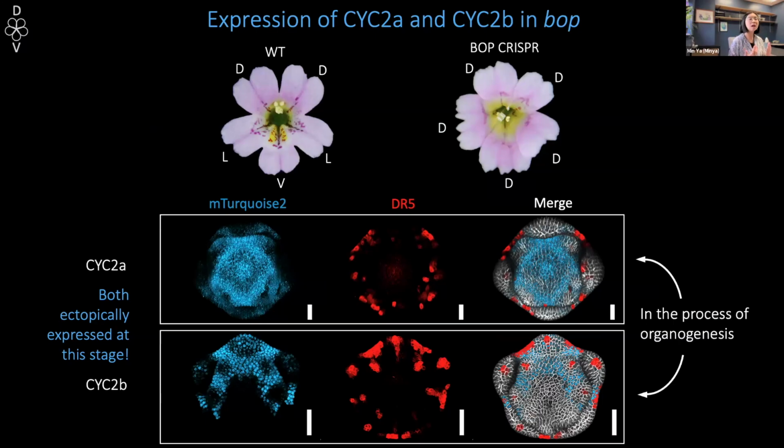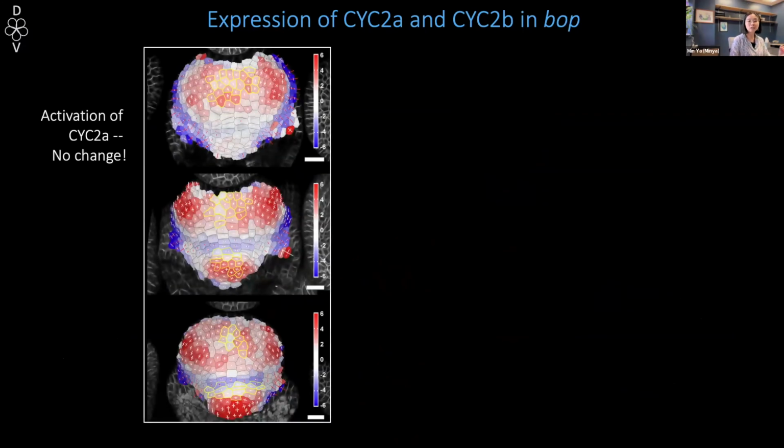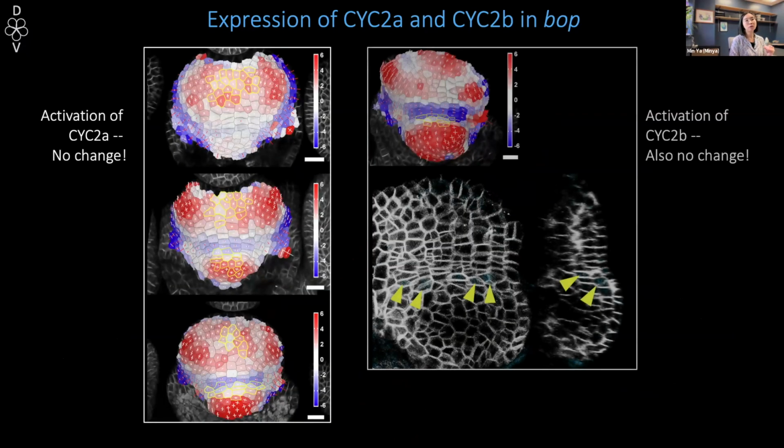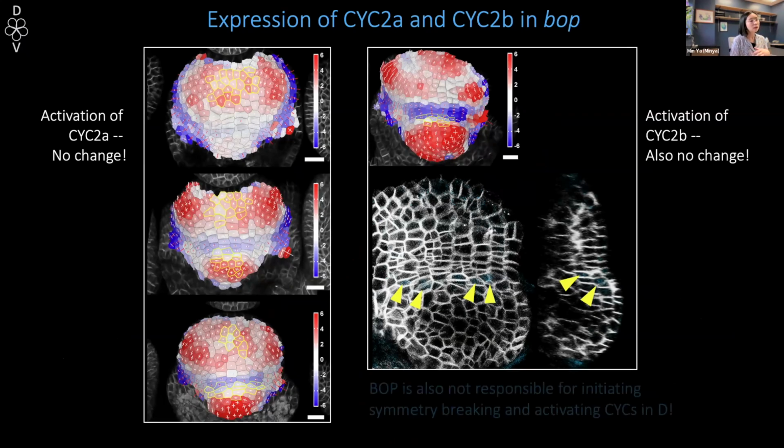So now we want to see whether the patterns of activation and initiation of CYC2A and 2B changed in the BOP CRISPR line. Well, the short answer is nope. The initiation of 2A is as early and in the same pattern, and 2B is also just starting out in just a few cells by the boundary region at comparable stages. In other words, BOP is also not responsible for initiating symmetry breaking and activating the cycloidea genes in the dorsal part. Now you can ask me, well, then what's going on? Because people obviously observed those phenotypes, right?